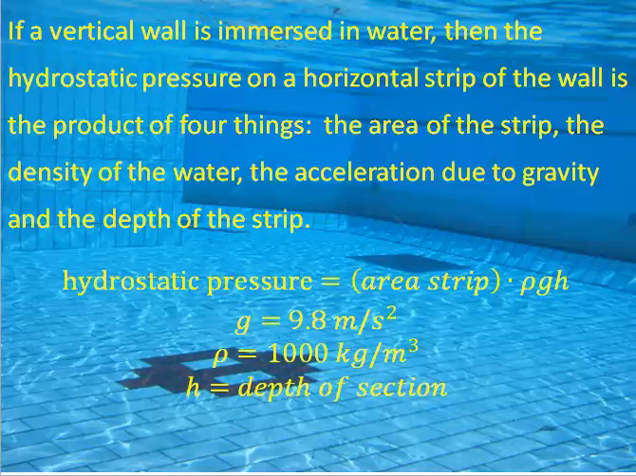Now, if a vertical wall is immersed in water, then the hydrostatic pressure on a horizontal strip of the wall is the product of four things: the area of the strip, the density of the water, the acceleration due to gravity, and the depth of the strip, how far below the surface of the water the strip lies.